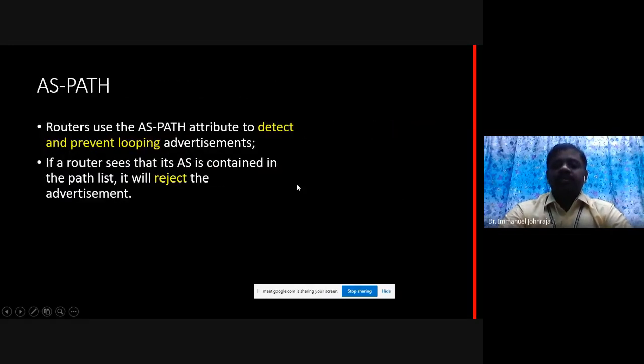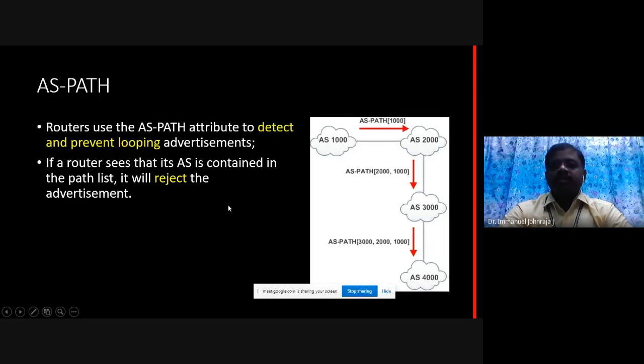Autonomous system path helps you to prevent the routing loop. The logic is something similar to your poison reverse, where if you get a routing update from one autonomous system, you are not going to send the same routing information back to the same autonomous system. And the second one: if it sees the autonomous system is contained in the path list, it rejects the advertisement. It's not taken up further.